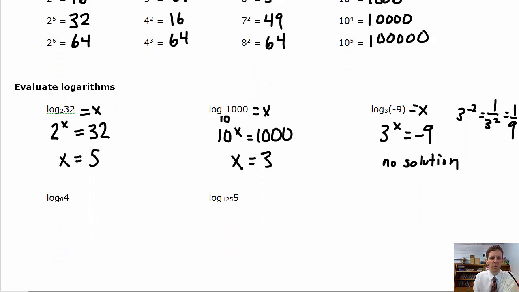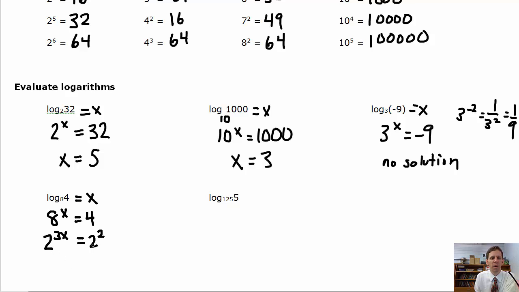Moving down here, our next problem says log base 8 of 4. Again, we're going to set this equal to x. 8 is my base, x is my exponent, and it's equal to 4. Now, 8 to some power equaling 4 sounds kind of tricky and confusing. Here's how we're going to handle this. Both the 8 and the 4 can be written as powers of 2. 2 cubed is equal to 8. 2 squared is equal to 4. So I'm going to replace 8 with 2 cubed. I'm going to replace 4 with 2 squared. And I'm going to put the equal sign and the x back where they were originally.